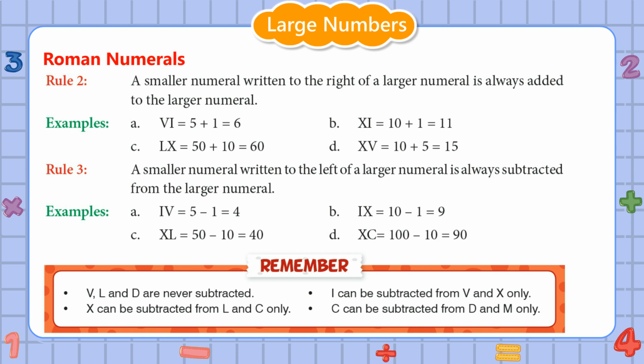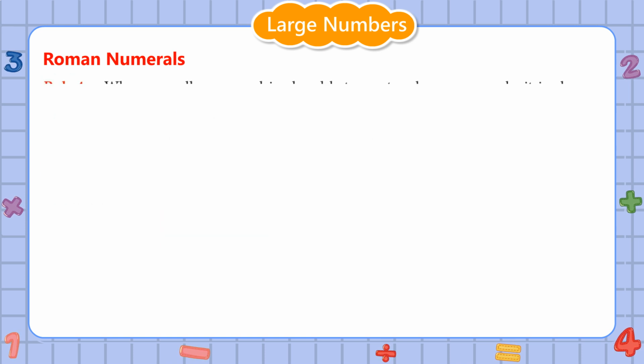Remember, V, L and D are never subtracted. I can be subtracted from V and X only. X can be subtracted from L and C only. C can be subtracted from D and M only.